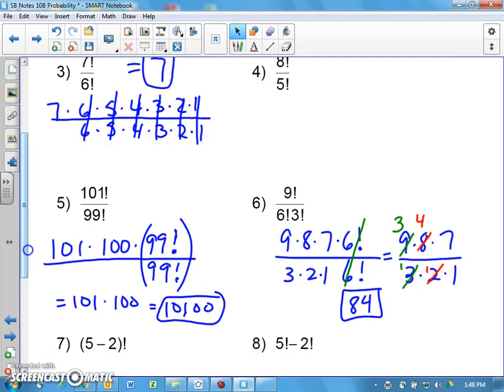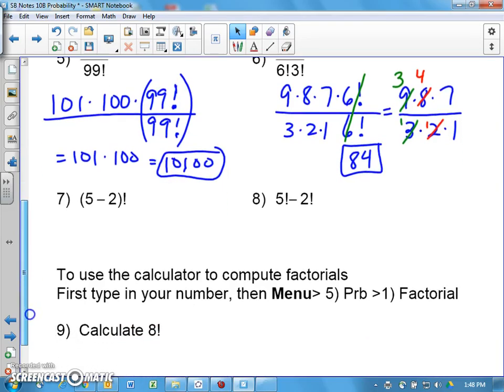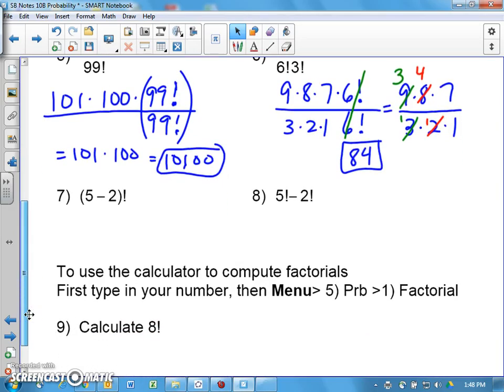So let's look at these last two, because they look very similar. The first one says 5 minus 2 factorial. The second one says 5 factorial minus 2 factorial. So the question becomes, can we distribute that factorial? So let's figure that out.